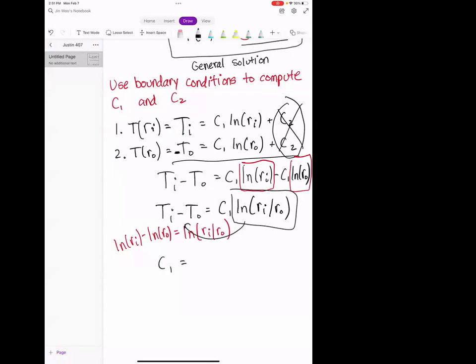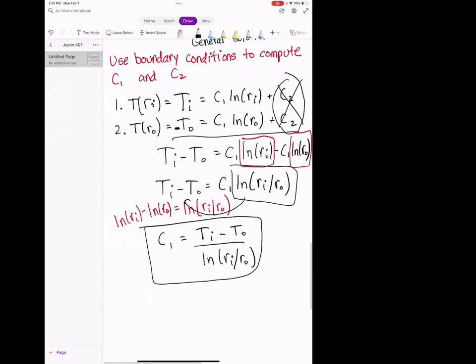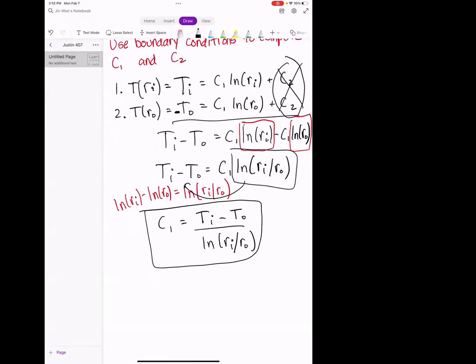So C1 is equal to Ti minus To divided by ln of Ri divided by Ro. That's our first constant solved. Any questions about how we obtained that constant there? Okay, so that's C1, and now let's go ahead and plug that back in to solve for C2.